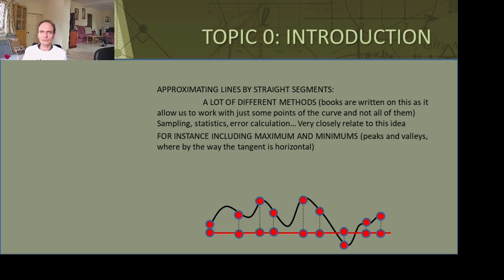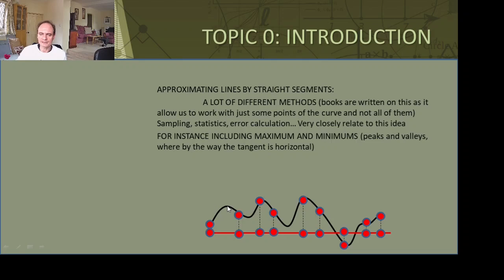And one very interesting thing would be to include, at some stage of this iteration process, the maximums and minimums of the black line into the process of drawing our straight segments. Those maximums and minimums, those peaks and valleys of the black curve, are points where the tangent, by the way, is horizontal.